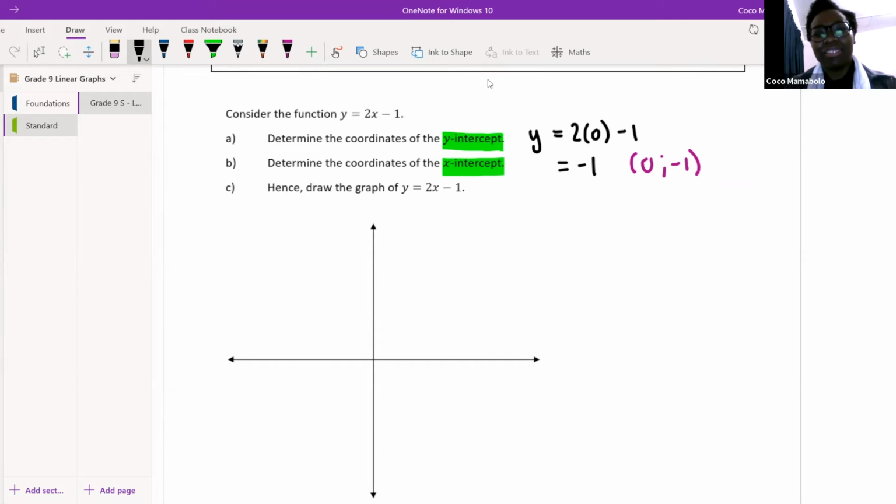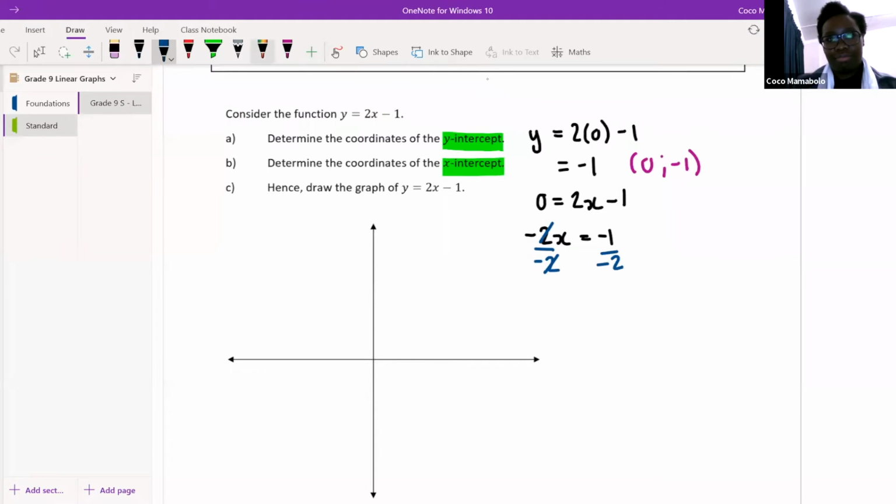X-intercept, the y is going to be 0, so we're going to say 0 equals 2x minus 1. Good. And then we're going to put the 2 over to the other side and say -2x equals -1. And then we're going to divide both sides by -2, and it's going to be x equals -1/-2. We can leave the fraction just like that.